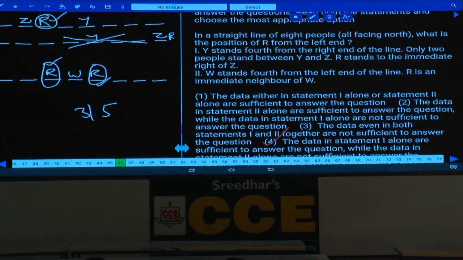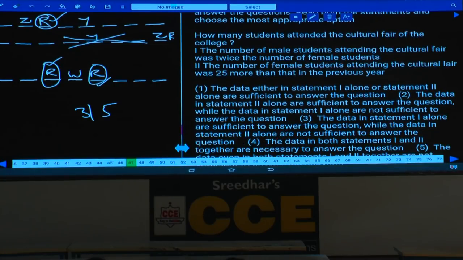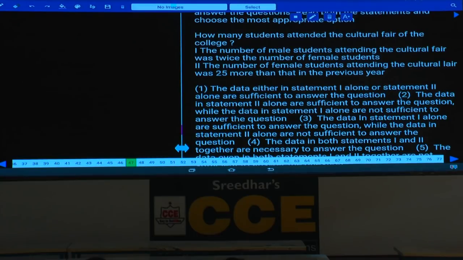Done with this? Now this is about question number 46. Then 47. Now question number 47, how many students attended the cultural fair of the college? Now we need to identify the number of persons who attended. Then condition number 1. The number of male students attending the cultural fair was twice the number of female students.